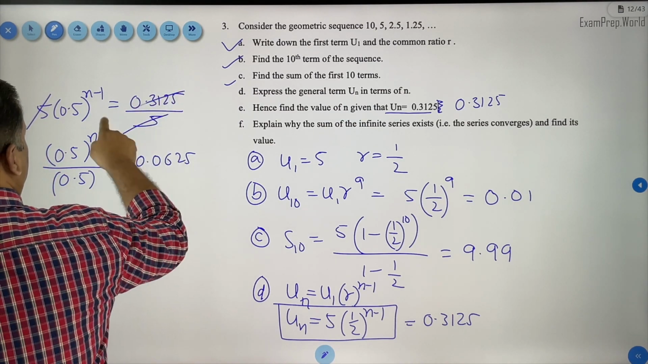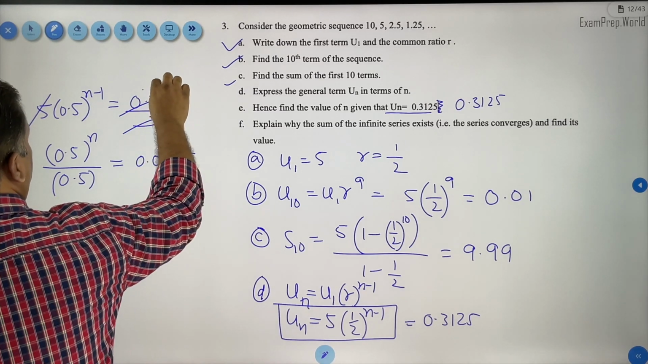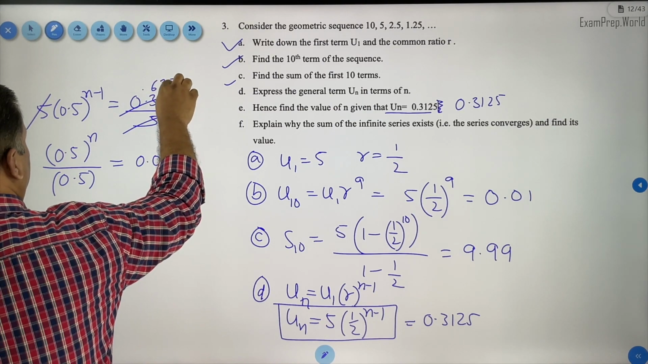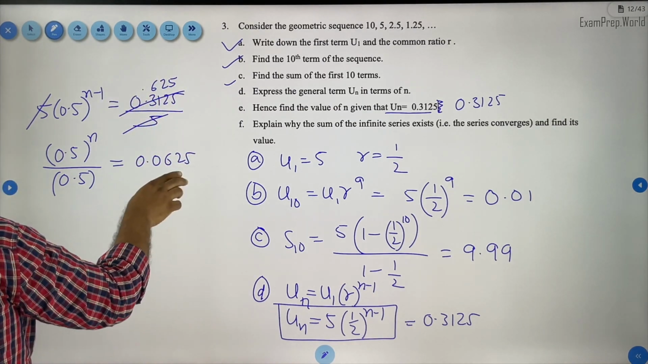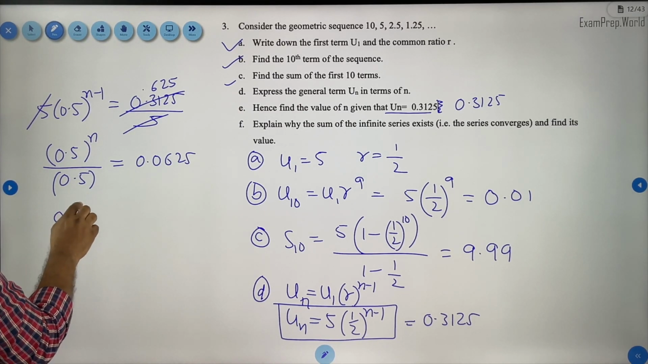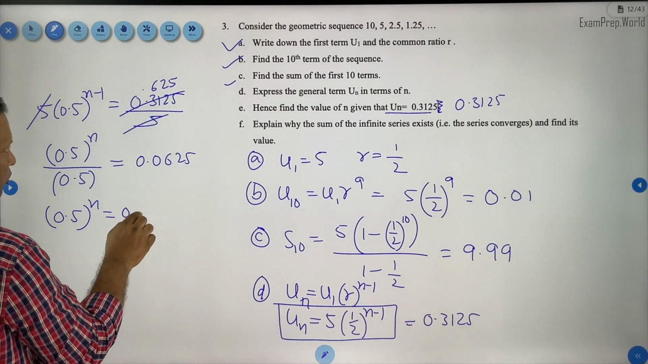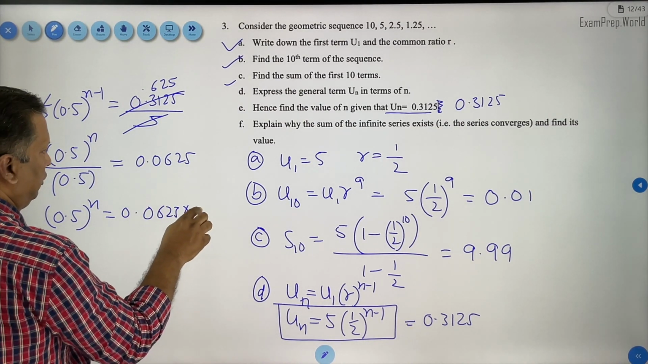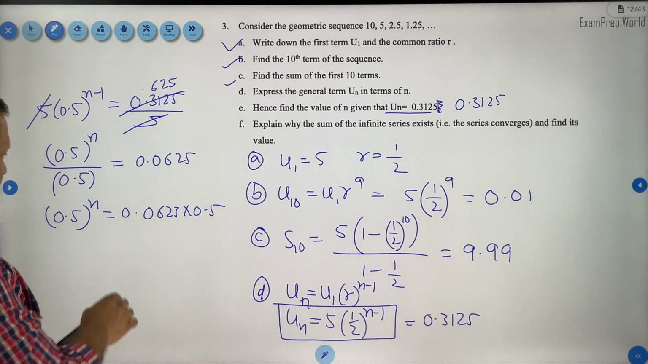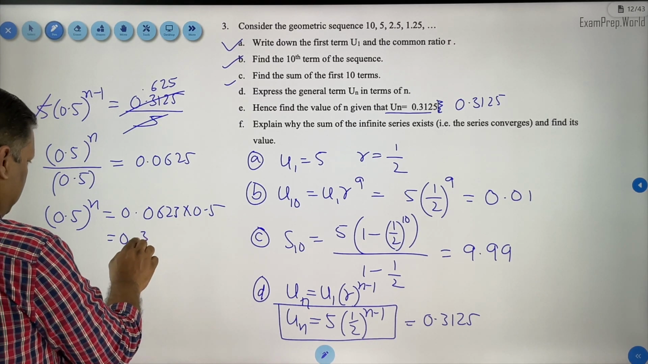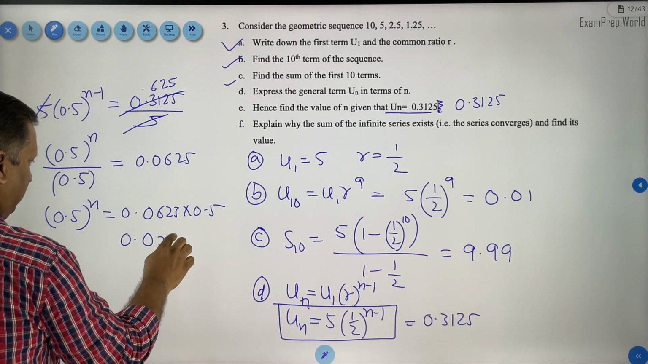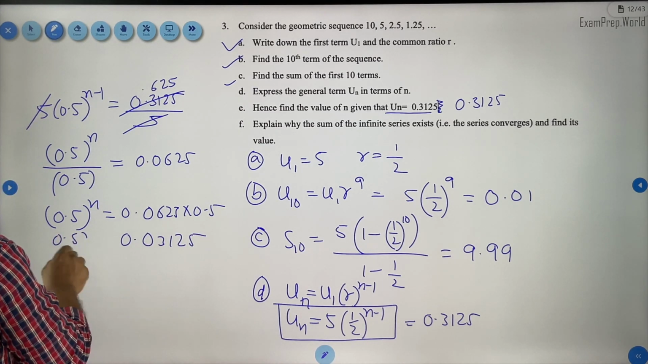Yeah, that's right. So 3, 1, 5: 2 fives are 10, 5 fives are 25. Decimal is after 4 places, 0.0625 is fine. Now 0.5 whole to power n equals 0.0625 into 0.5. How much is that? Which is 0.03125 equals 0.5 to the n.